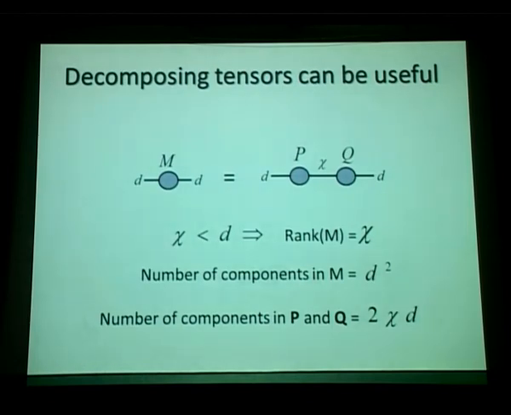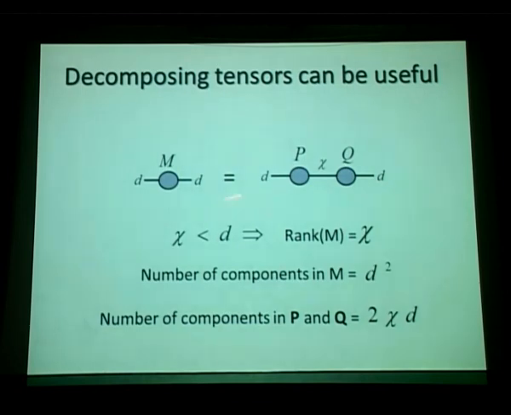So consider the problem of storing a D times D matrix in memory. This would require storing D square components. But let's say our matrix can be decomposed into two separate matrices, P and Q, like this, such that the size of this intermediate index you obtain after decomposition is some chi, which happens to be less than D. Now, not all matrices can be decomposed like this, sure, but let's say our matrix does. Then instead of storing the matrix as it is, I can store P and Q separately in memory. For that, I have to store a total of 2 chi D components, which in principle can be much less than D square.